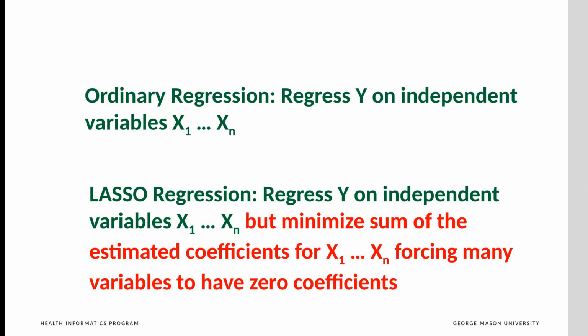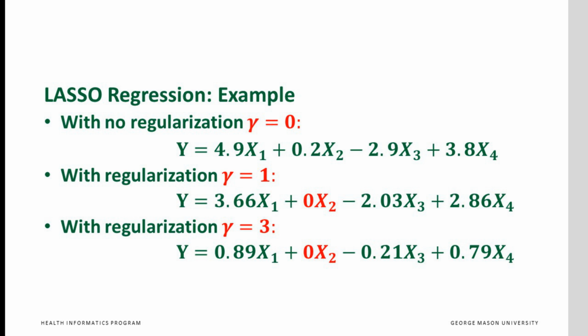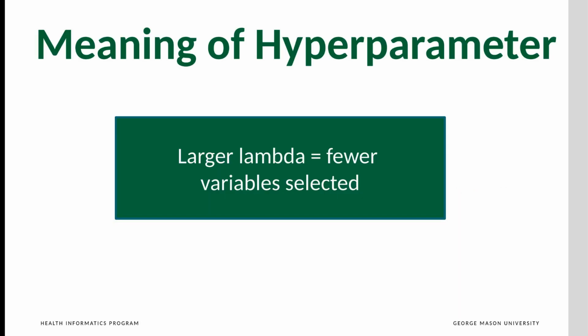LASSO regression minimizes the sum of the coefficients, forcing many variables to have zero coefficient. L1 is the sum of the absolute value of the coefficients multiplied by a tuning parameter, i.e. lambda. Here we see that with lambda 0, the regression includes x2, but with lambda 1, then x2 drops out. Larger lambda gives us fewer variables selected. Smaller lambda allows us to pick up more variables.